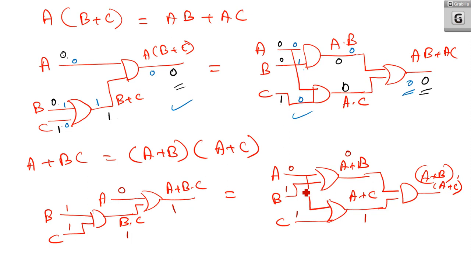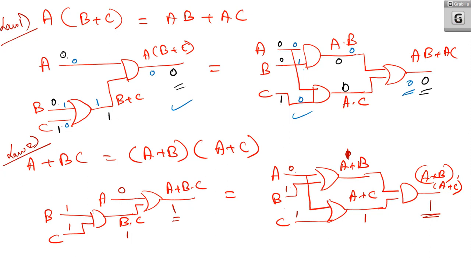Okay, wait, 0, 1, 1. A or C, that is 0 or 1, which is 1. Here we get A or B, that is 0 or 1. The answer is 1. So we get A or B and A or C, which is 1 and 1. So the answer is 1. Therefore, you can see that for the same input, you are getting the same output. This proves the distributive law. This is law 1 in the distributive law, and this is law 2 in the distributive law.